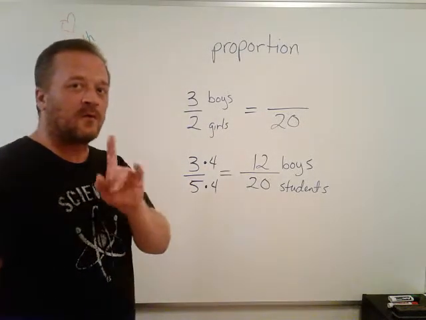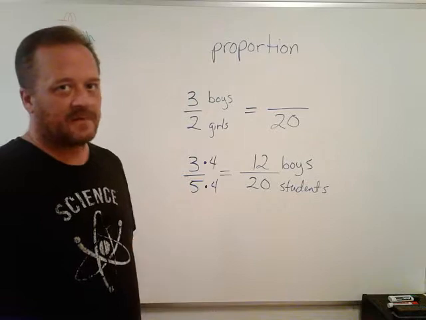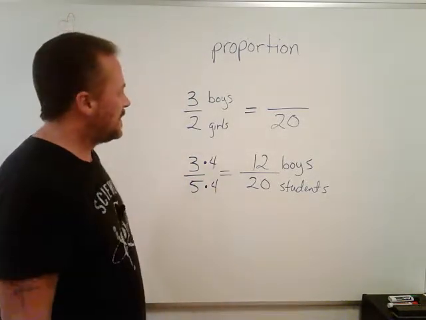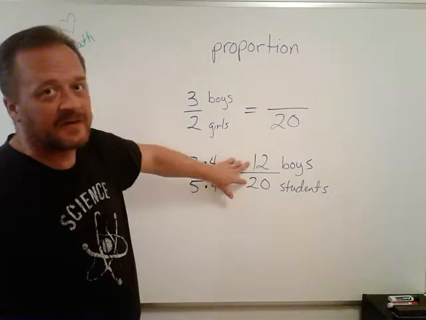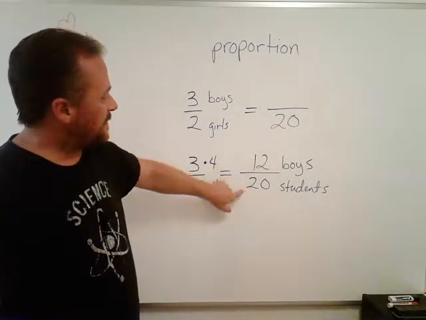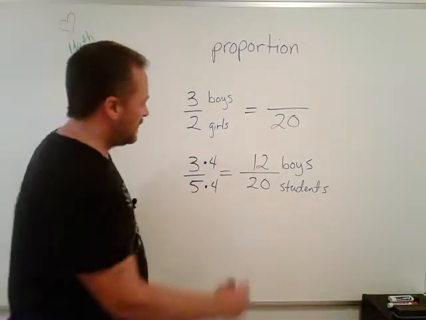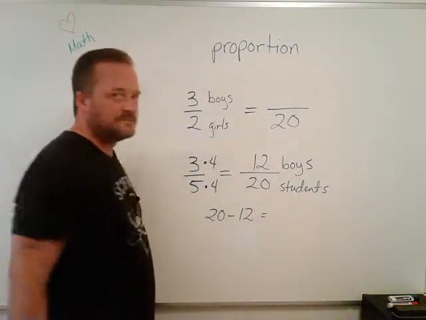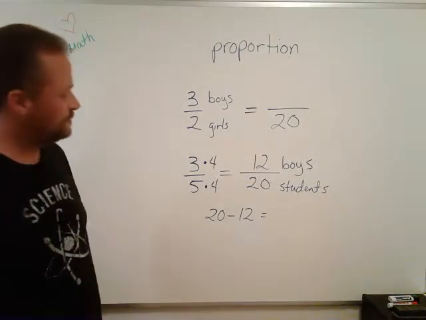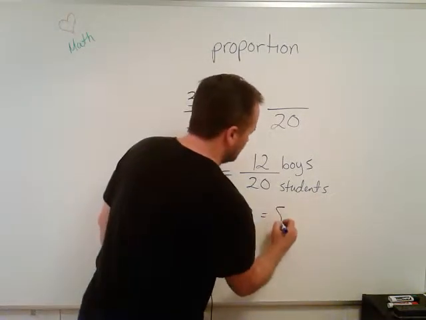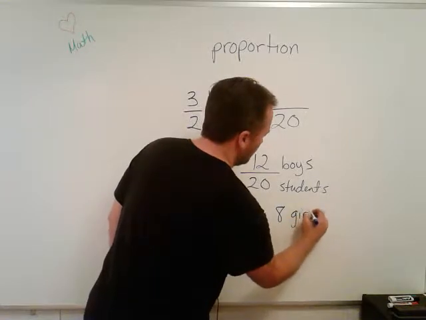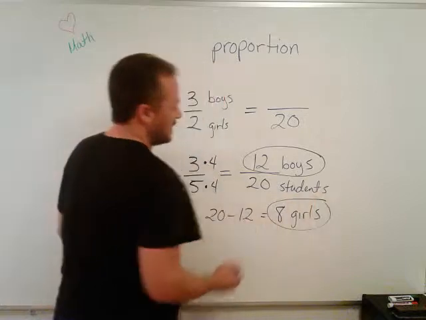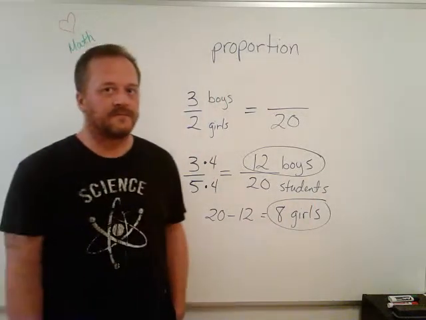Which only leaves me one more question. How many girls? How many girls Valentine's cards do I need to buy? Okay? And that I can easily find from this ratio. If I know there's 20 total students and 12 boys, then all I have is a nice, simple subtraction problem. 20 minus 12. So when I go buy my Valentine's cards, I need to make sure that I get those numbers.